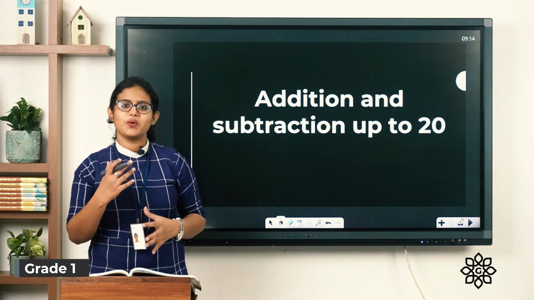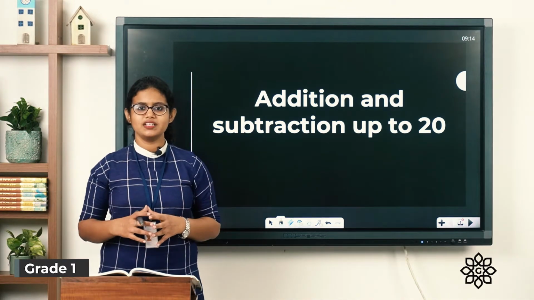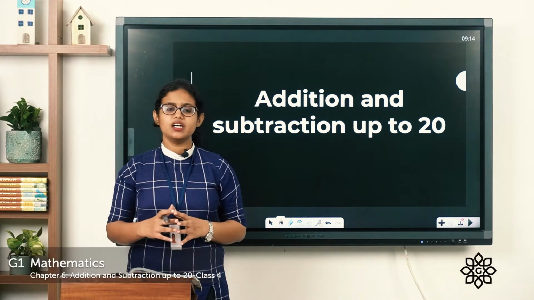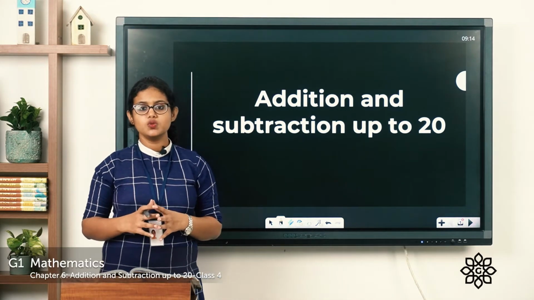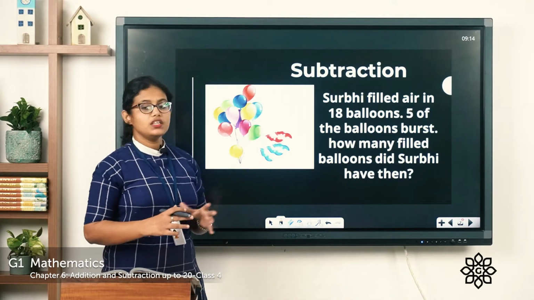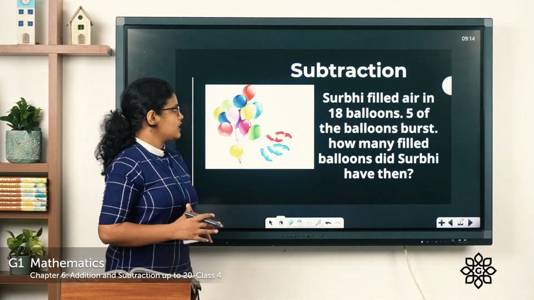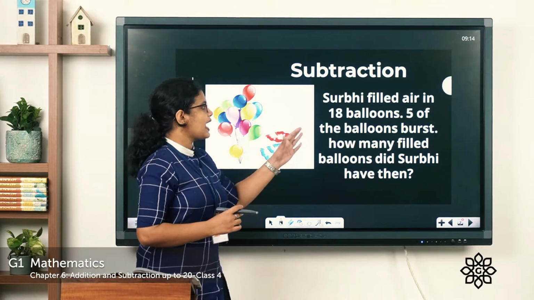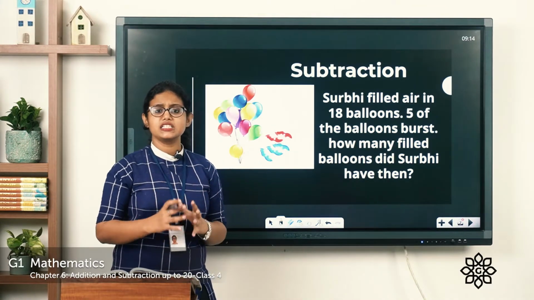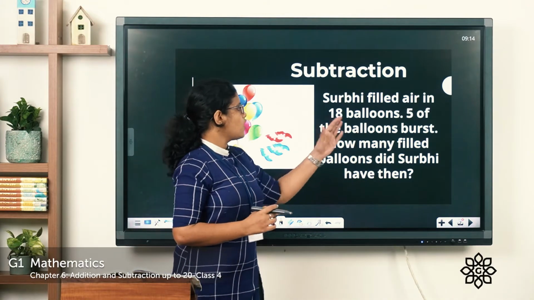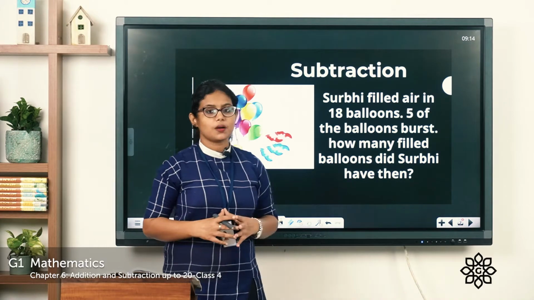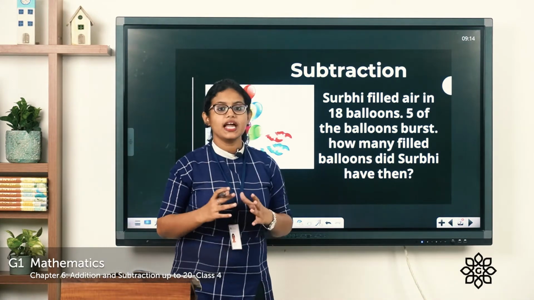Today we are going to learn a new topic that is about subtraction, and we'll be learning about how to do story sum subtraction. So let's start with the first one. Surabhi filled air in 18 balloons. So Surabhi had 18 balloons with her. 5 of the balloons burst. How many filled balloons did Surabhi have then?